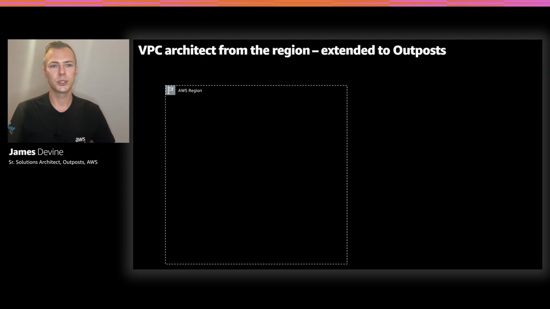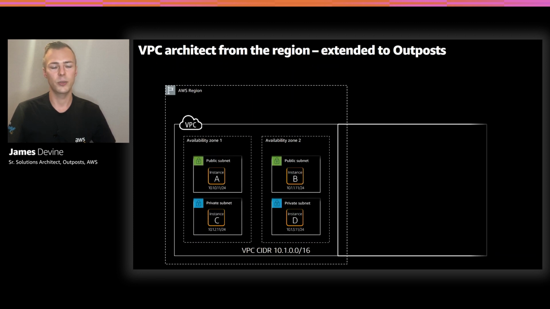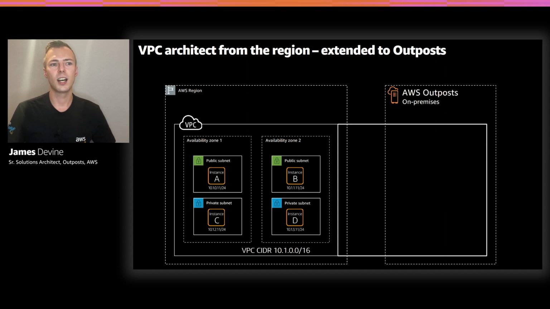What we're doing with Outposts is we're taking this same type of architecture, again, where we have our availability zones, and then we have our subnets within those availability zones. And then we're taking the entire VPC and extending that construct onto an outpost.